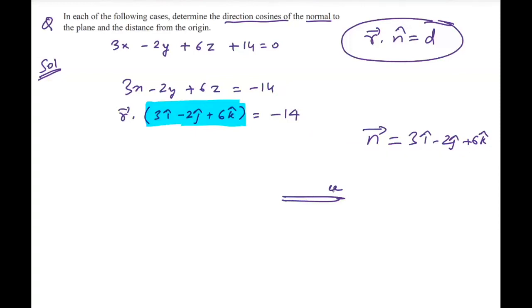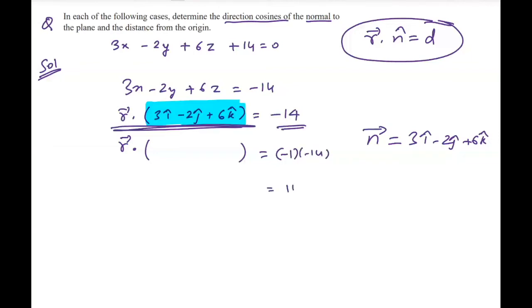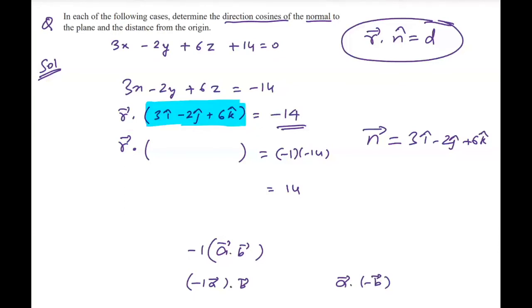How to make it positive? I will multiply both sides by -1. Minus 1 into -14 becomes 14. If this is a dot b and I'm multiplying by -1, I can multiply it to either a or b. So here we multiply -1 to get -3i plus 2j minus 6k. Now we are left with r dot (-3i plus 2j minus 6k) equals 14.